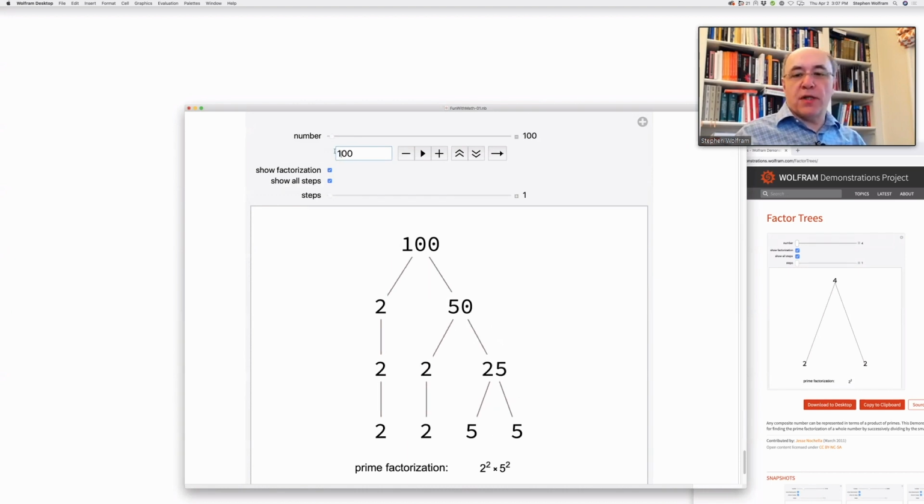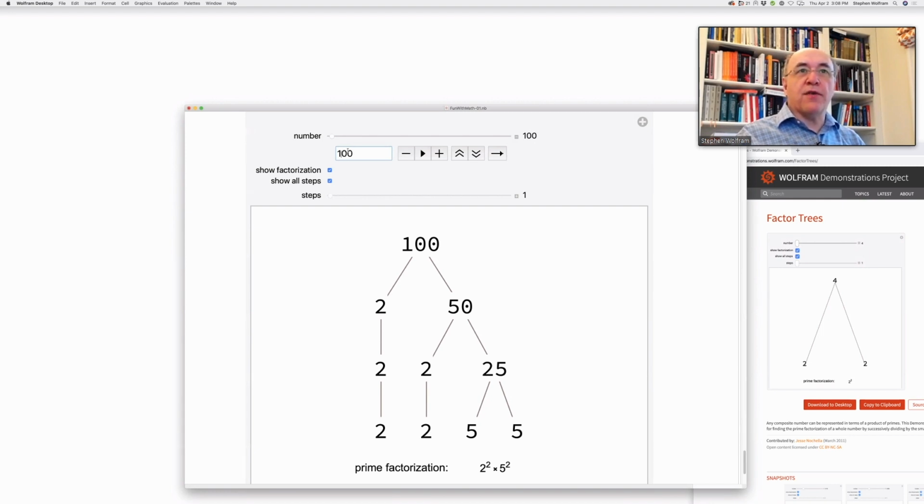Okay, so what does this mean? This is showing us how to break down 100 into prime factors. So it's saying 100 is 2 times 50, and 50 is 2 times 25, and 25 is 5 times 5. So we can make this kind of tree, and at the bottom of the tree, we see the prime numbers that make up 100, okay?